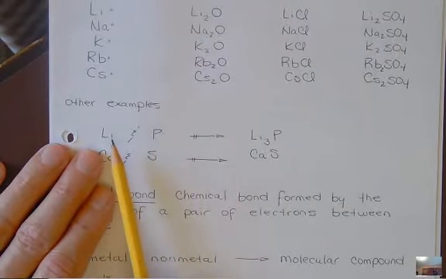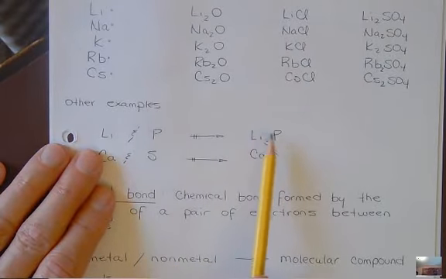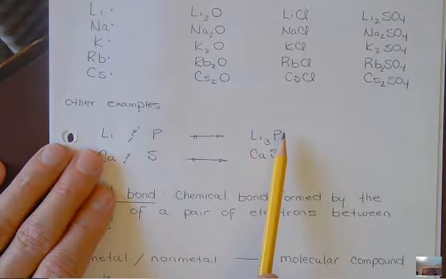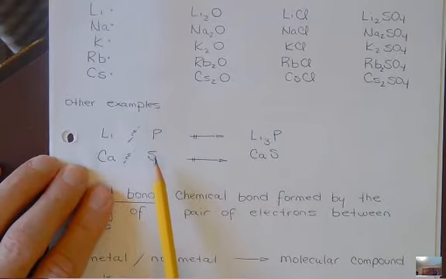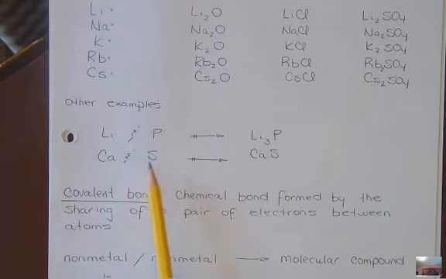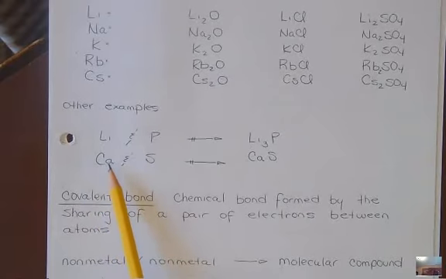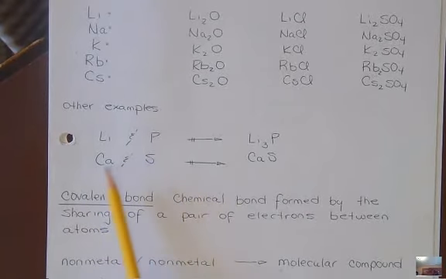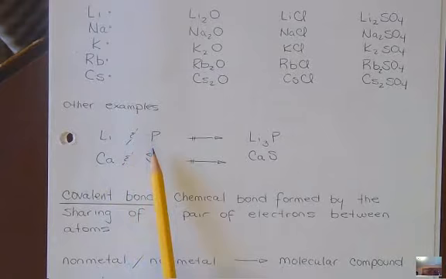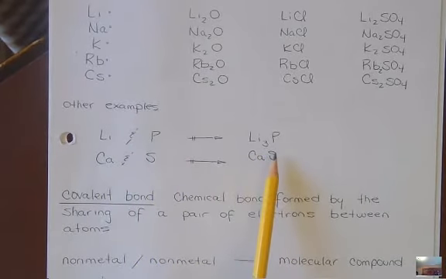Phosphorus needs 3, so it's going to take 3 lithiums. Each lithium donates 1 to become +1. Phosphorus becomes -3. How about calcium and sulfur? Sulfur is right underneath oxygen on the periodic table, so it has 6 valence electrons. Calcium is right underneath magnesium, so it has 2. So if I have 2 extra and you have 6 and you're trying to get to 8, I can just donate both of mine to you. I can become calcium +2, and you can become sulfide -2.